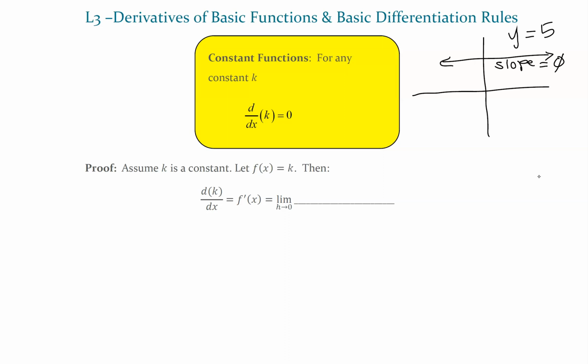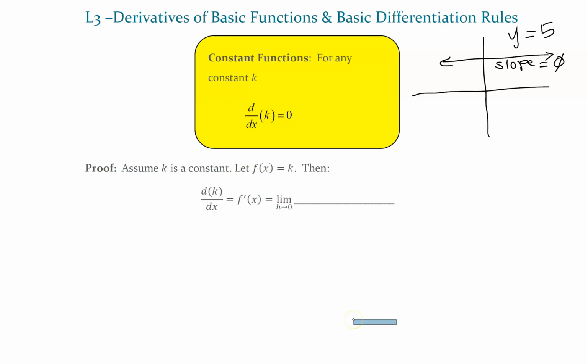But let's just use the definition. The notation is d of the constant over dx. We don't really read it like that. We read it as the derivative of the constant k with respect to x. That's what d dx is, the derivative with respect to x of the constant k.